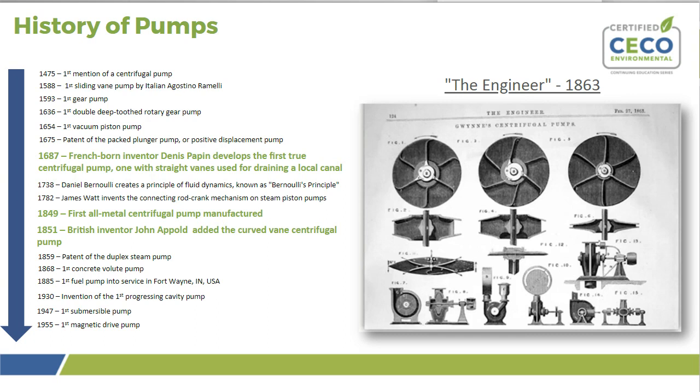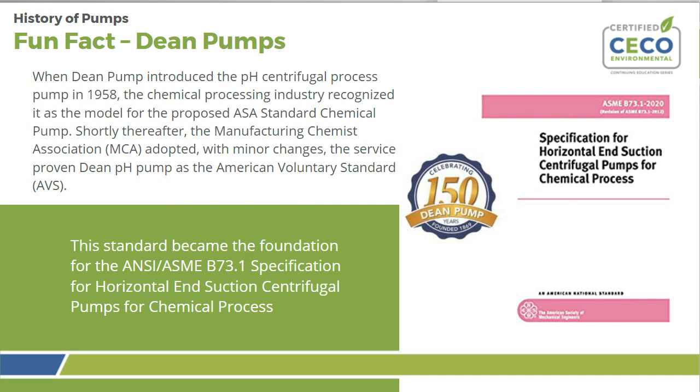We're coming to the end, or close to the end, of the history section, and I wanted to bring up something that I find as a source of pride for CECO. And in this case, more specifically, Dean Pump, our metallic pump division. In 1958, Dean introduced its pH series pump, a centrifugal chemical process pump. This pump was adopted by what was called the American Voluntary Standard, the AVS. The key takeaway here is that AVS actually became the foundation for the ANSI ASME B73.1 specification as we know it today. I don't know how many people knew about that, but I thought it was kind of neat to bring it up.